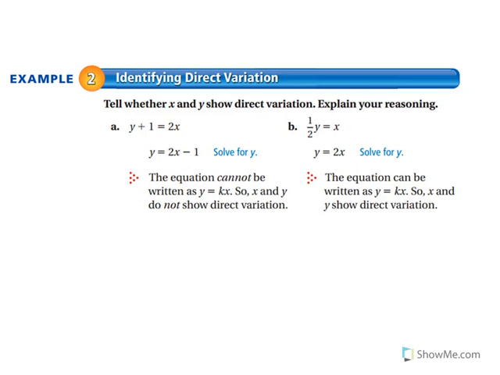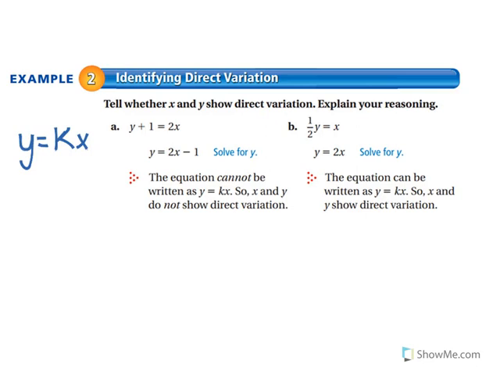Example 2, identifying direct variation. Tell whether x and y show direct variation. In this case, it's in the equation, and then explain the reasoning. Remember, we need to have our equation be y equals kx. And again, the k is that slope, right? So y equals kx, or the coefficient of x. So basically, it needs to be y equals x, and then the x can have a coefficient, and it can't be anything else with it when it's all simplified. But the key is it's got to be completely simplified. And if you cannot simplify it to where y equals something times x, then it is not in direct variation.